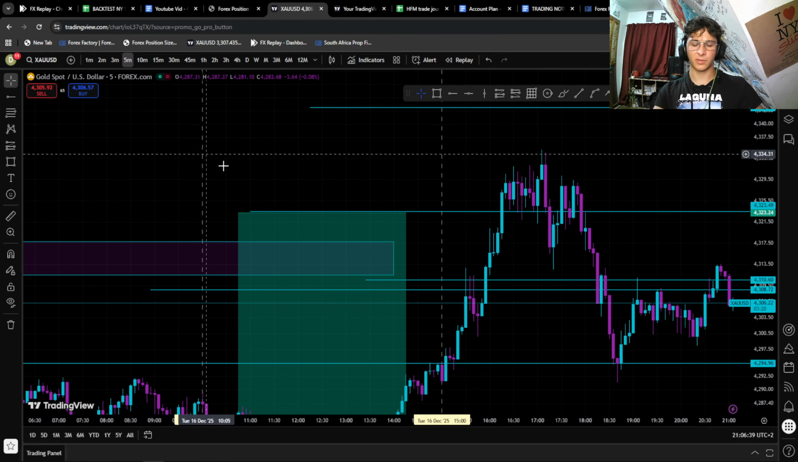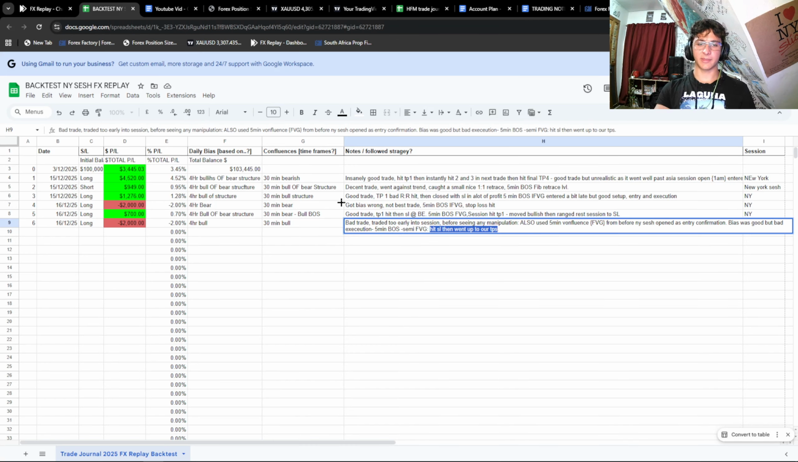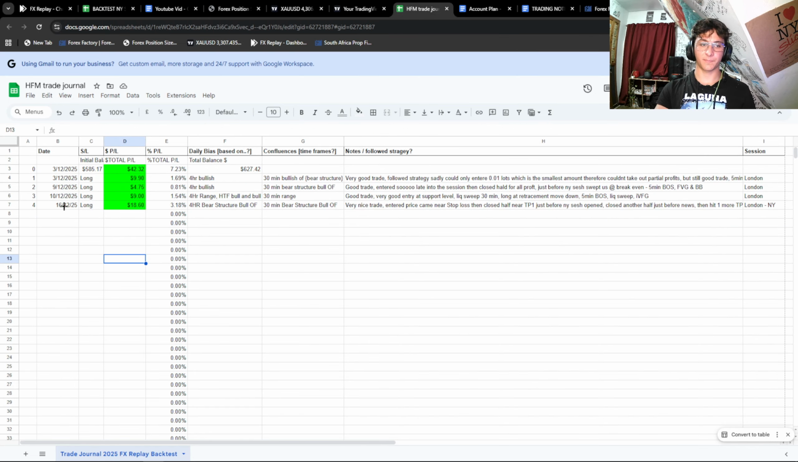So let's head over to what the sheet says, this one over here. So today was a long, $18.6, very nice, 3.18%, our biggest win so far. As I said, the 4 hour had a bearish structure with a bullish order flow.